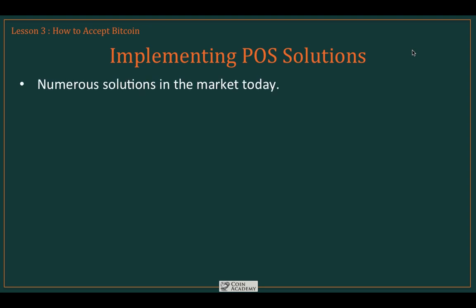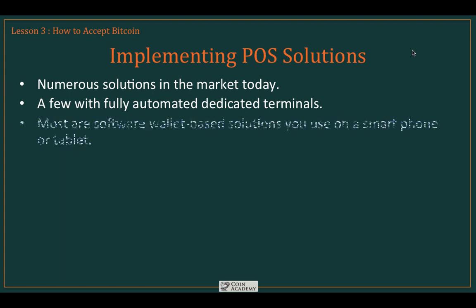There are numerous solutions in the market today. This has really exploded in the last 18 months. A few of them have fully automated dedicated terminals, which is going to be right for some people. Others, most of them in fact, are software wallet-based solutions. So you can use your own smartphone or your own tablet. So if you're a restaurant and you're using tablets for taking orders or for menus, you can actually implement the point-of-sale system right on that tablet.